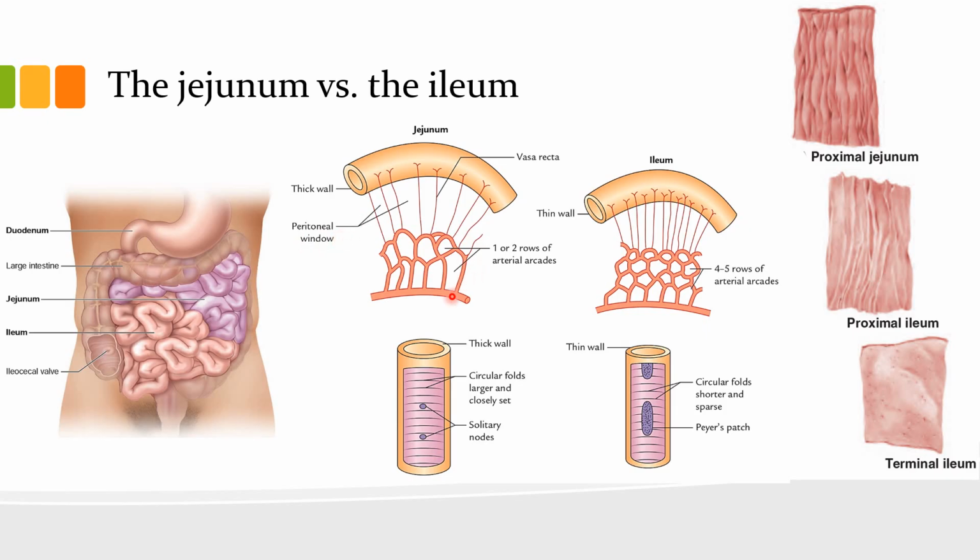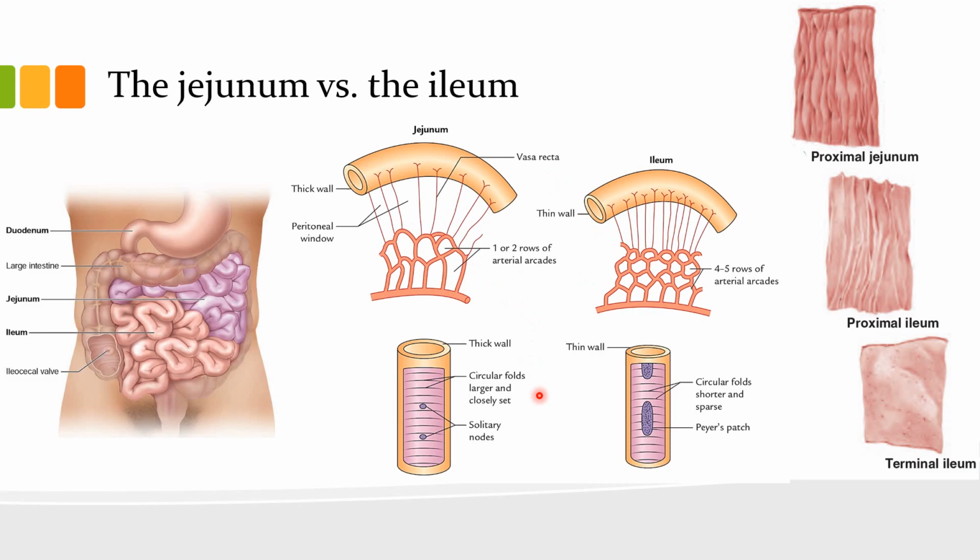In the jejunum there are only 1 to 2 rows of arterial arcades, meaning the number of arterial arcades is small compared to the ileum. The ileum has 4 or 5 rows of arterial arcades. And in the jejunum the vasa recta are sparse, widely separated from each other, so the peritoneal windows are clear. While in the ileum the vasa recta are close to each other, so the peritoneal windows are narrow. This is one of the most important differences between the jejunum and ileum.